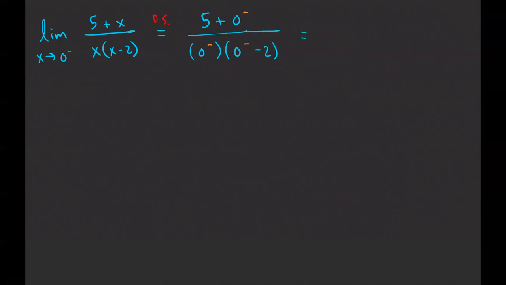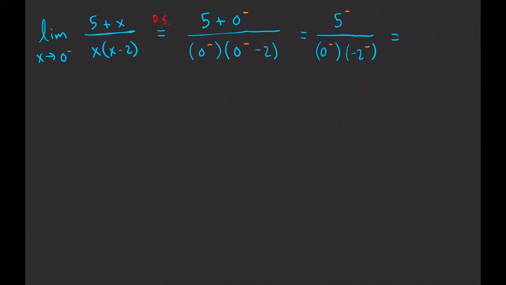So when I work this out, my 5 plus 0 is still a 5. If I want, I could emphasize that it's from the left. And then I'm going to have 0 from the left multiplied by a negative 2, and I can emphasize that it's from the left. Now, when I do this multiplication on the denominator, I'm going to have 0 from the left, which is an ever so slightly negative number, and that's being multiplied by negative 2, right? And so if I take that very, very small negative number, basically 0, and I multiply it by another negative number, that's going to give me something positive.